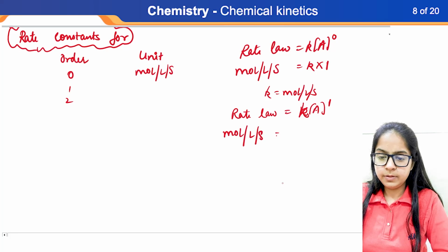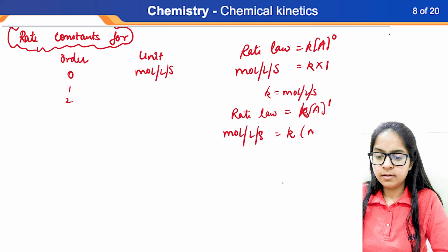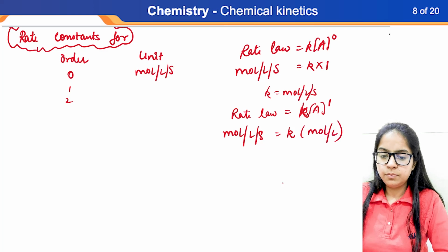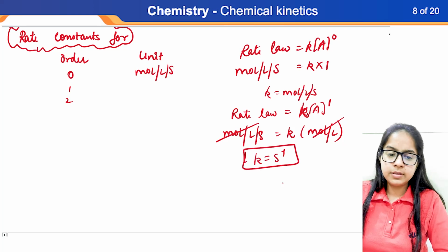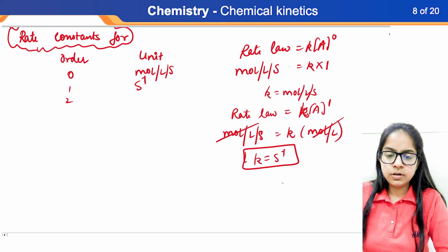Mole per liter per second, K mole per liter. So mole per liter cancel. K is second inverse. So this is the unit of first order.